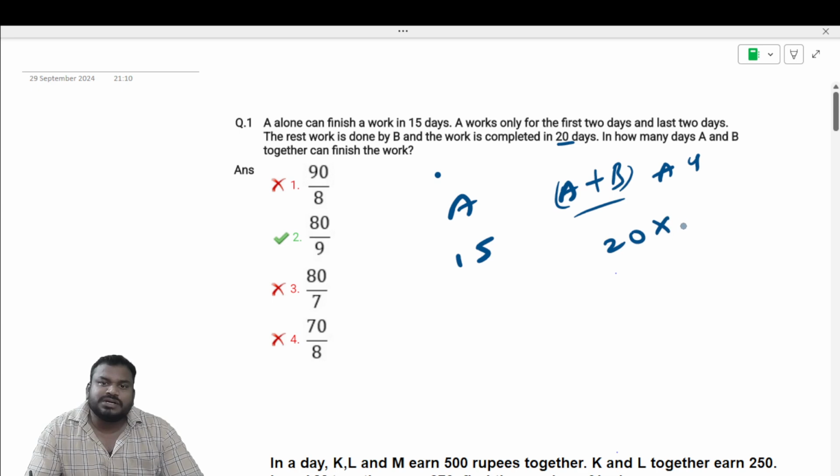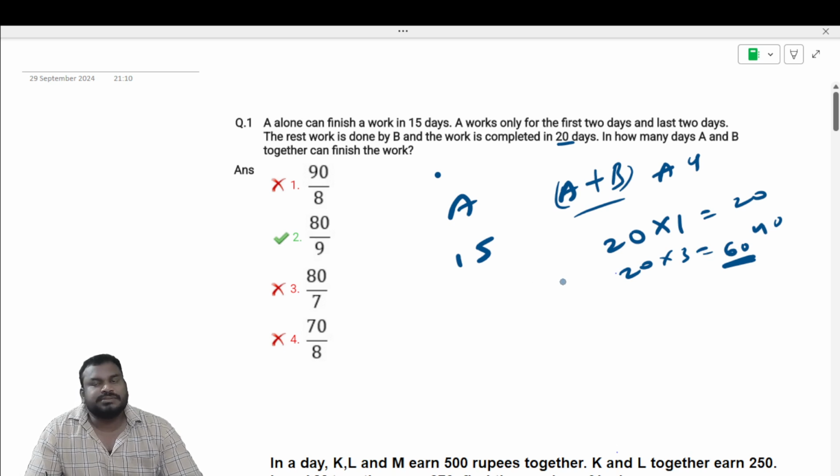20 into 1 is 20. No, 20 into 2 is 40, and 40 is not divisible by 15. 20 into 3 is 60, and 60 is divisible by 15. So 60 is the LCM. Taking 60 by 15 is 4. So A's capacity is 4 units.